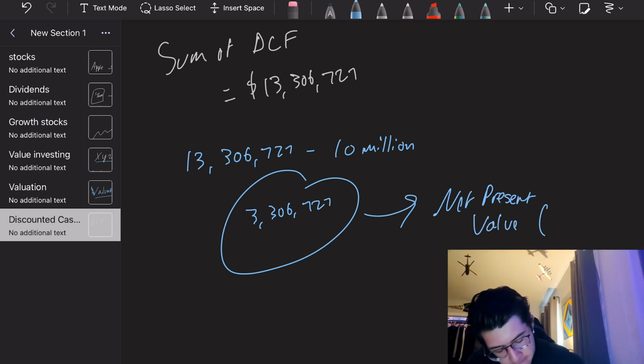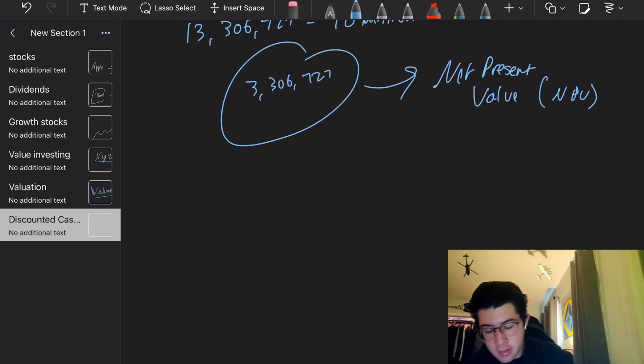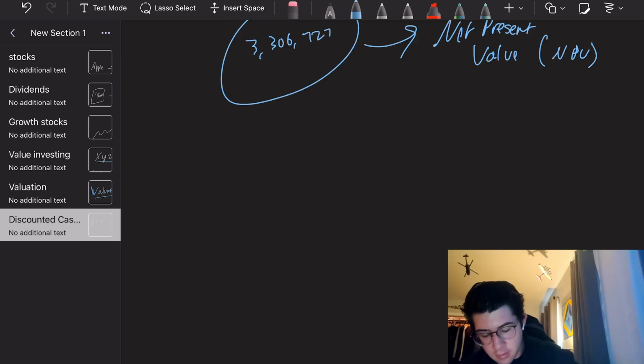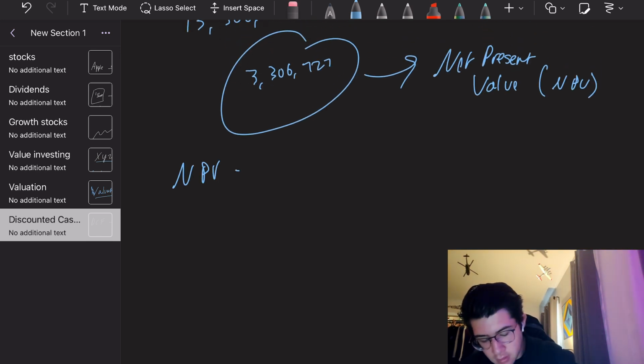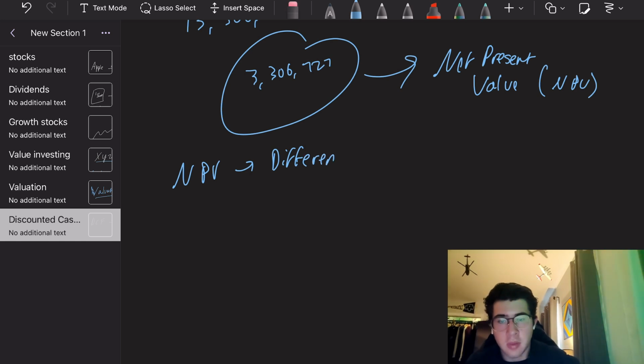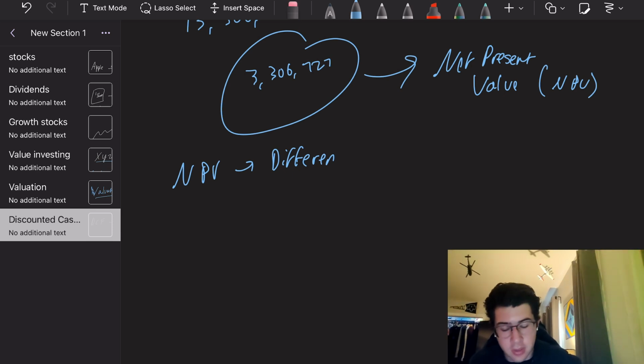or NPV. And what NPV is, is just the difference between the present value of cash inflows and the present value of cash outflows over a certain period of time.